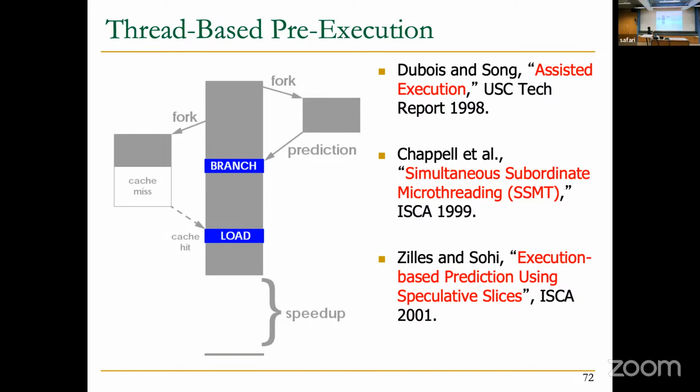Similarly, from the cache or prefetching perspective, it's the same thing. You fork out a bit beforehand so that you can generate this cache miss. By the time the program actually reaches this load instruction, hopefully your cache miss would be completed. And when the program actually demands the data, it's already present in the cache. So that's the key idea here.